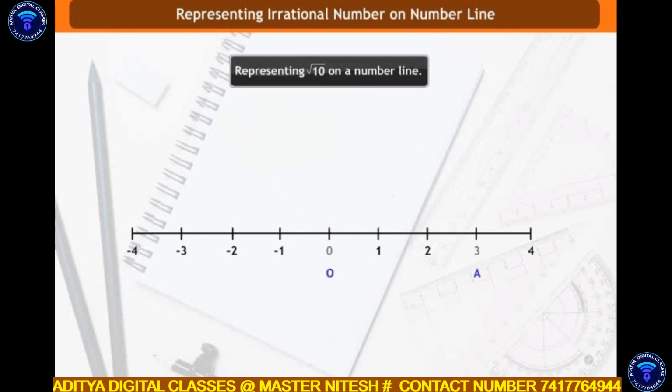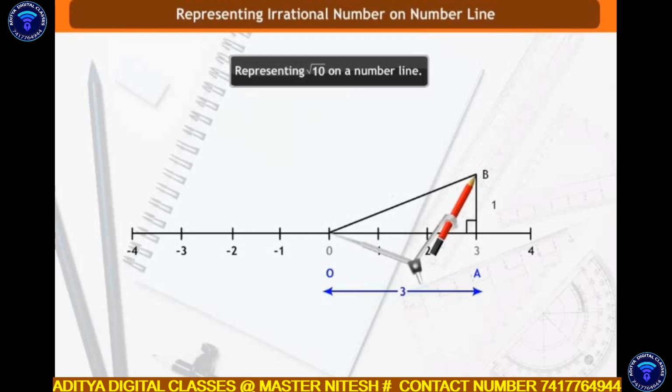First take OA on the number line between 0 and 3, that is 3 units. Now construct a perpendicular so that AB is 1 unit. Now join OB. Take a compass and draw an arc from the point O with length OB. The arc intersects the number line at D and it gives the length of OD, that is root 10. This method is much easier.